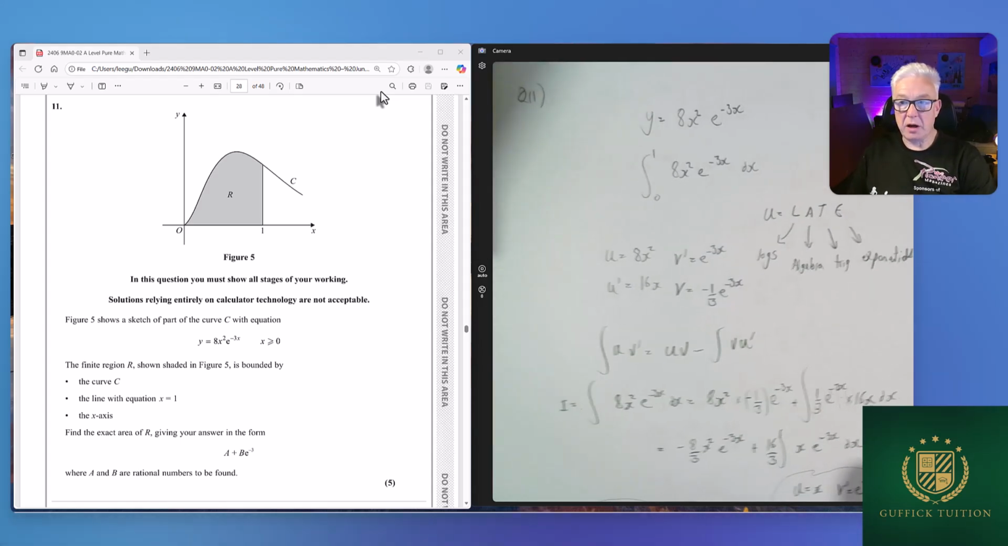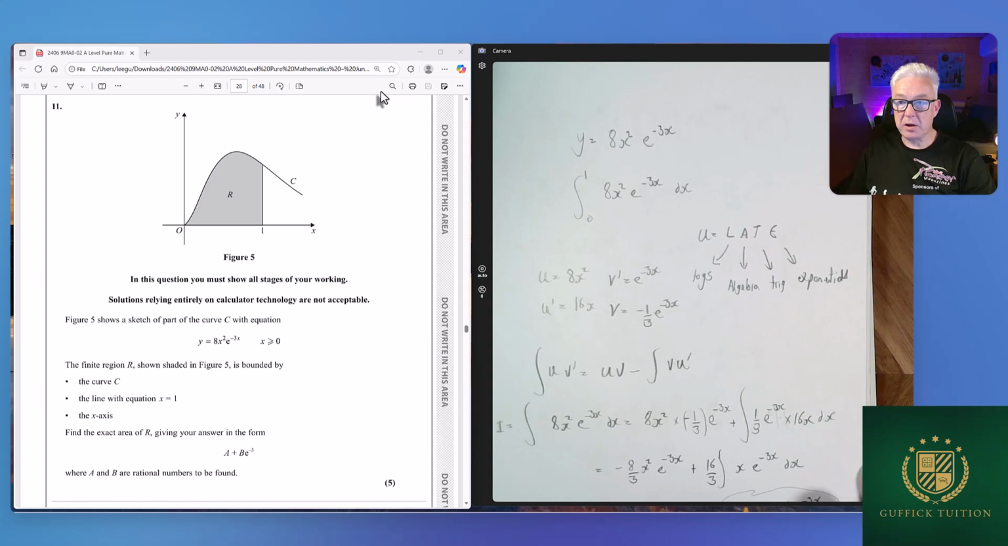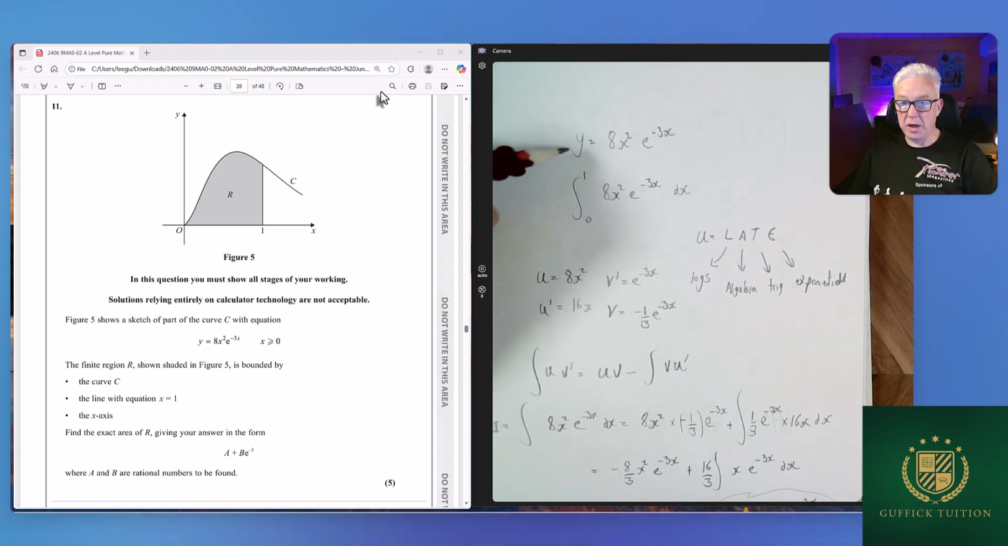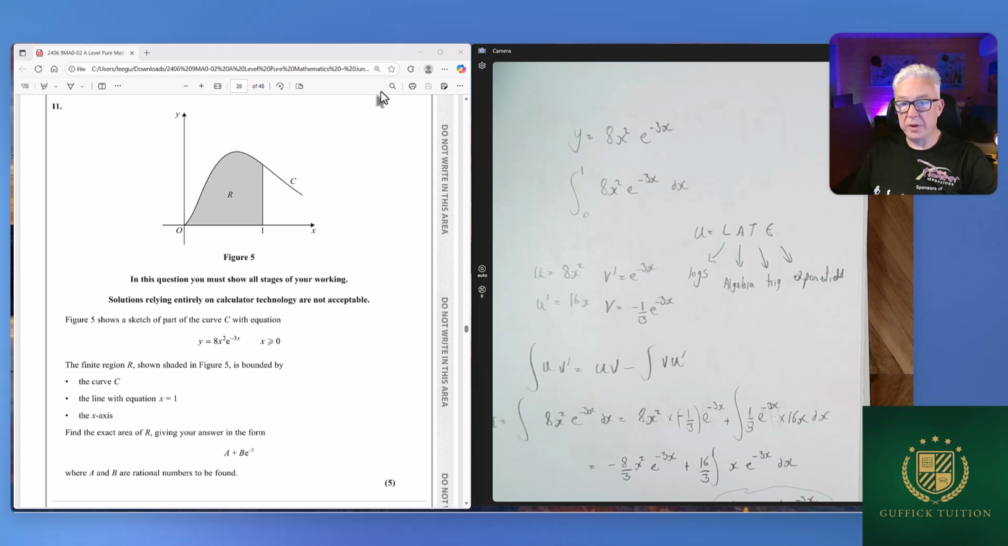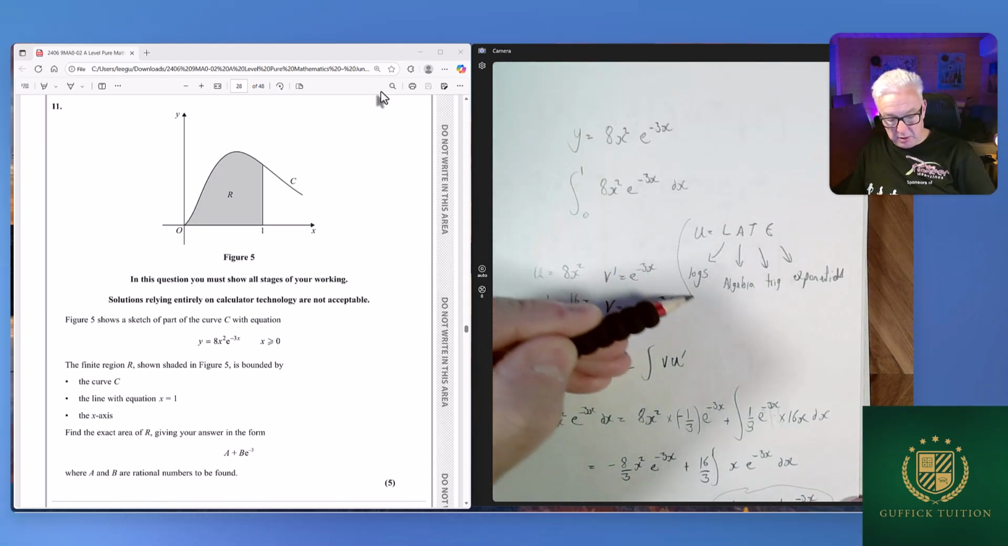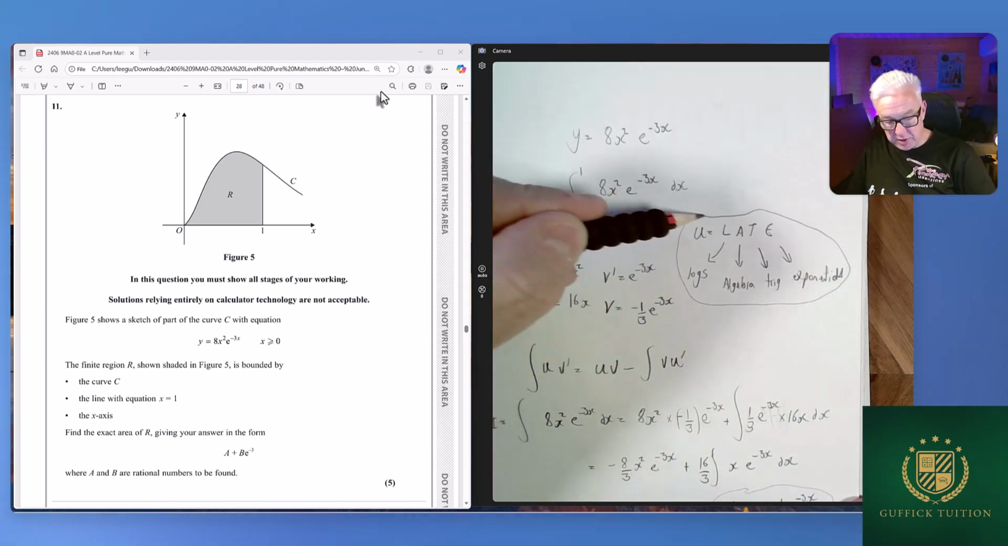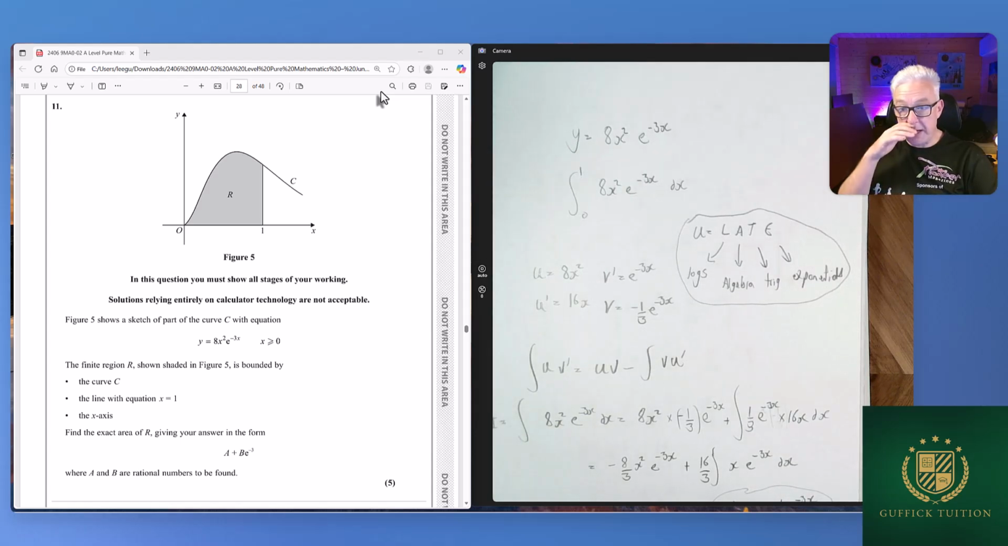Okay, so let's have a look at our original equation. So here's the equation in question: y is equal to 8x squared e to the minus 3x. Now, I think this one is going to be one of those where integration by parts is going to be the way forward. And there's a neat little way of deciding, when you're using integration by parts, which bit is going to be the u and which bit is going to be the v dashed.